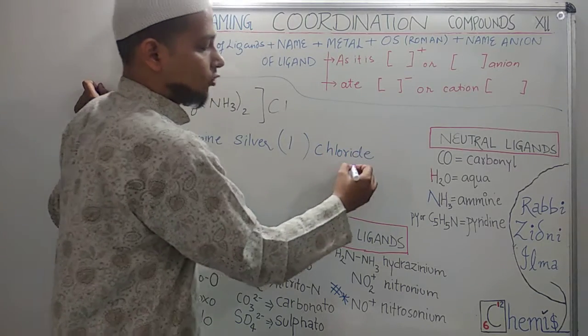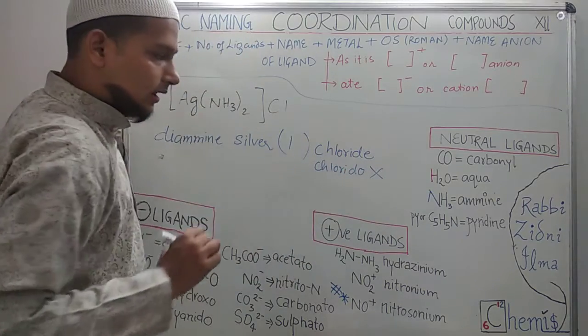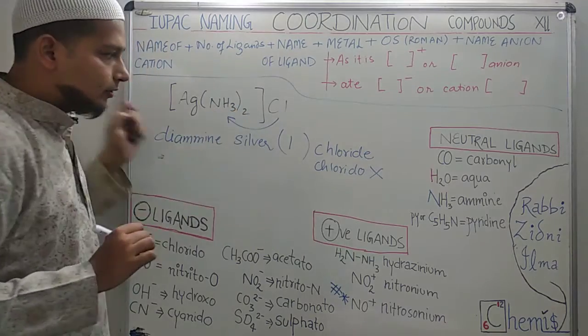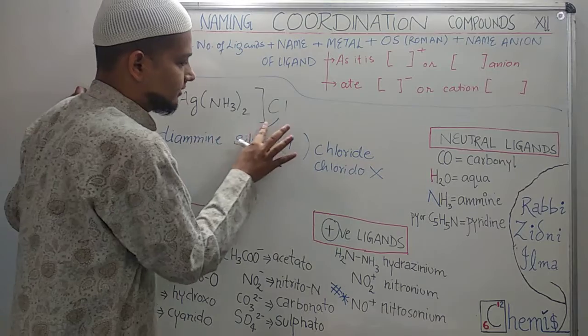Do not write chlorido, that will be wrong. If you write chlorido, that will be wrong. If chlorine is present inside the sphere, then it will be right to say chlorido, otherwise chloride. So I think you got it.